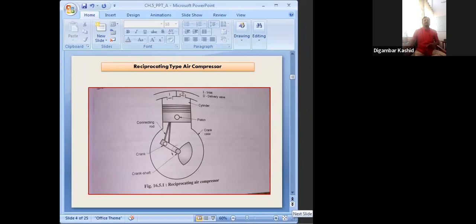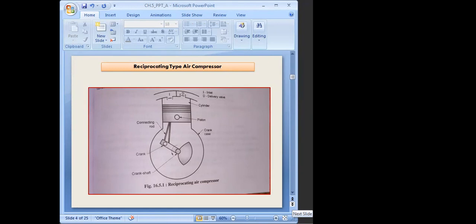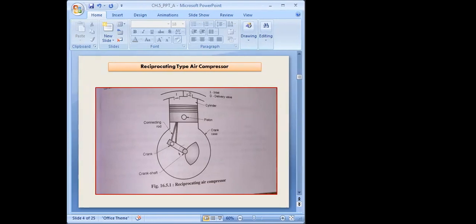This is a schematic diagram of a piston type reciprocating air compressor. Please remember that the compressor is not present in the hydraulic system, and the pump is not present in the pneumatic system. But the purpose of the pump in the hydraulic system and the purpose of the compressor in the pneumatic system is similar. Please remember that.